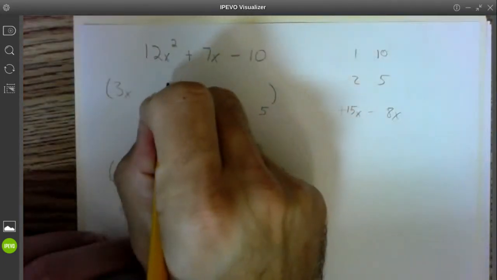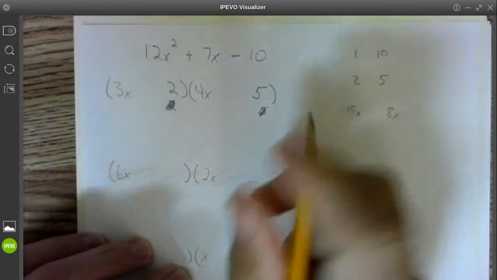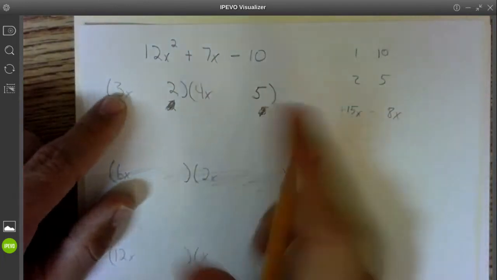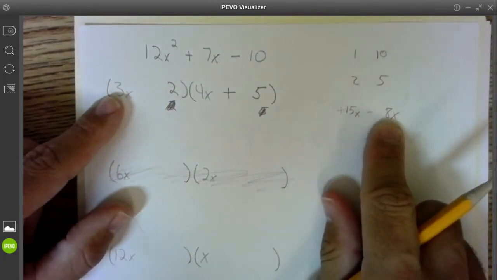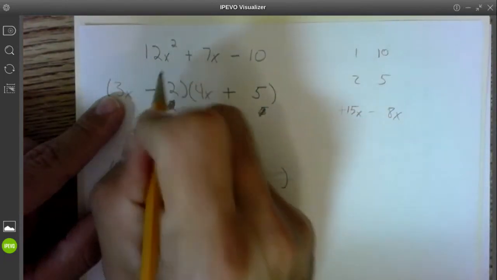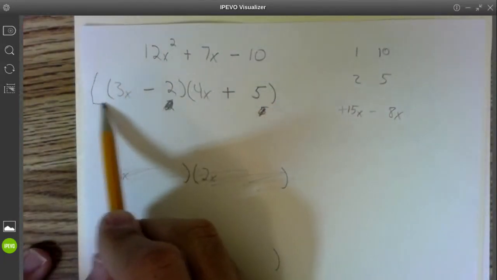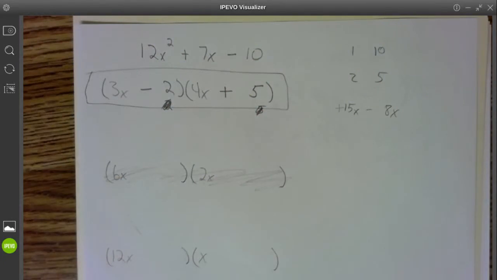All right, so let me put my 2 here and my 5 there. If I want a positive 15x, it's going to have to be 3x times positive 5, and I need it to be a negative 8x, so negative 2 times 4x. That's it. Awesome. That one did not take as long as I had originally thought. All right. That's it.